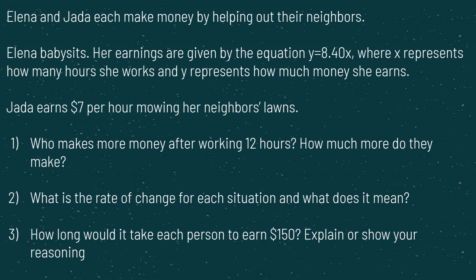Okay, so I know there's a lot of words on this page, but don't freak out quite yet. So it says Elena and Jada both make money by helping out their neighbors. Elena babysits. Her earnings are given by the equation y equals 8.40x, where x represents how many hours she works and y represents how much money she earns. Jada earns $7 per hour mowing her neighbors' lawns. So question number 1 says, who makes more money after working 12 hours? How much more do they make?